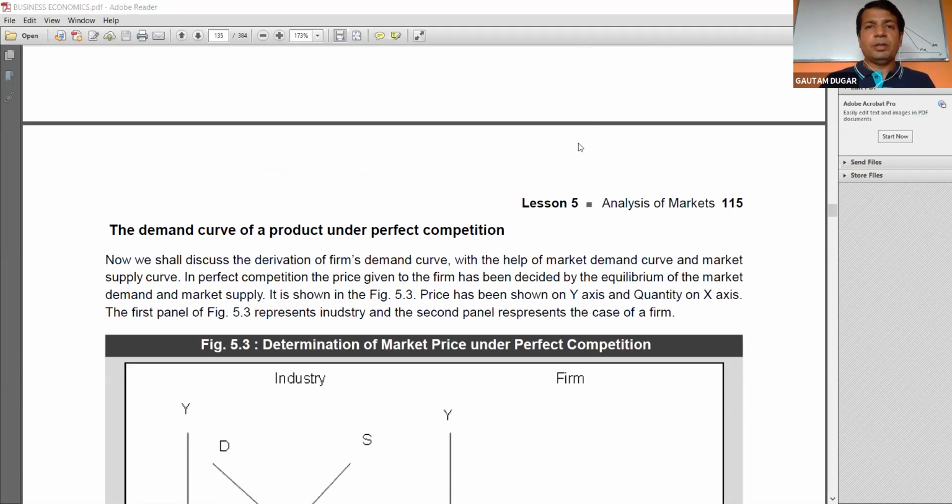Now, in perfect competition, we're talking of short-term equilibrium. In the short term, the firm may face these three situations: supernormal profit, normal profit, or the shutdown point. But in the long run, because of the assumption of free entry and free exit, the firm will always earn only normal profit.